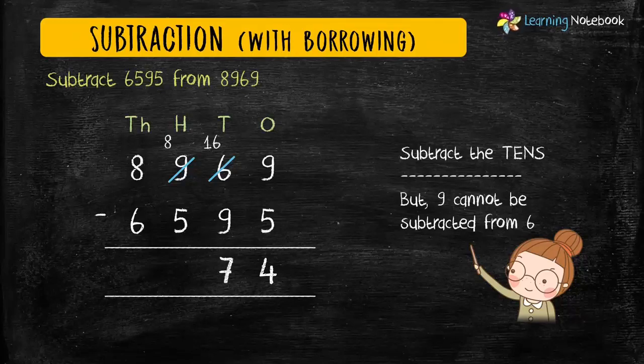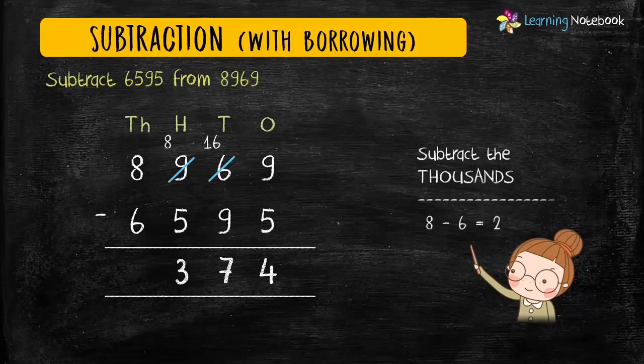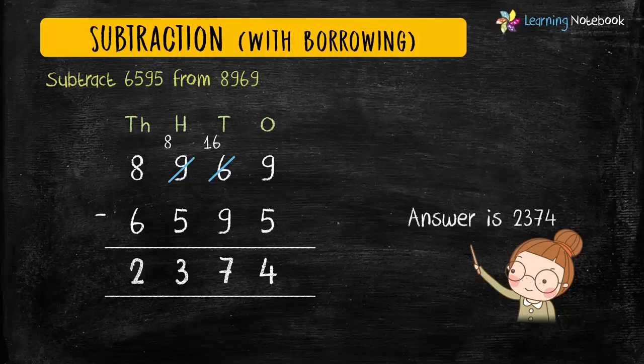Now, let's subtract the digits at hundreds place. 8 minus 5 equals to 3. And then subtract the digits at thousands place. 8 minus 6 equals to 2. So our answer is 2374. So this is how we do subtraction of 4-digit numbers with borrowing from hundreds place.